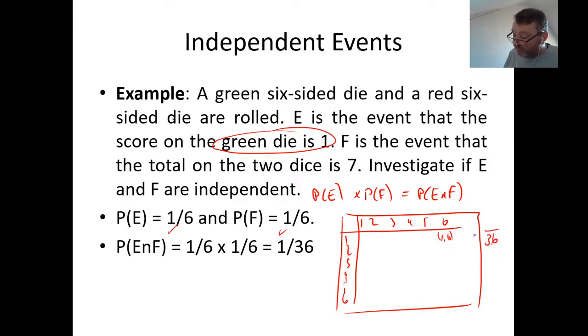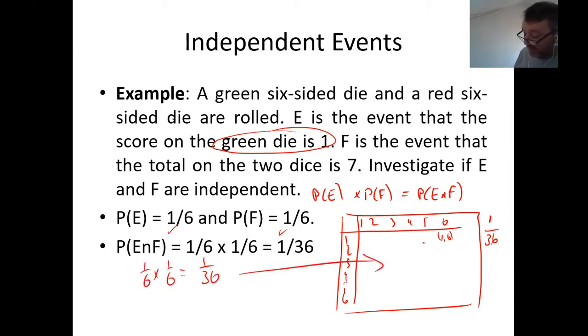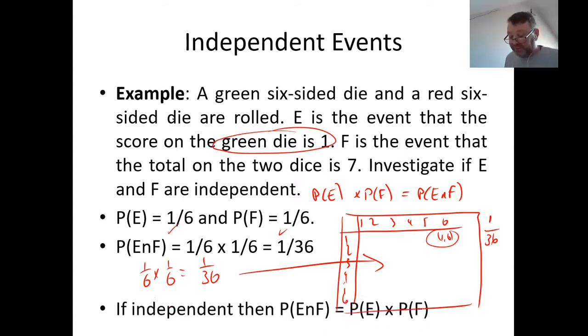And out of those, only one of them can give me the 7 if the green die is 1. So therefore, the intersection of the 2 is 1 over 36. So if I multiply 1 over 6 by 1 over 6, I get 1 over 36. And from this table here, it's clear to see that out of the 36 possible outcomes, only one of them can give me a green die with 1 and a second die with 6 to bring the total to 7. So therefore, yes, their product is the same as their intersection, and if that's the case, they are independent.